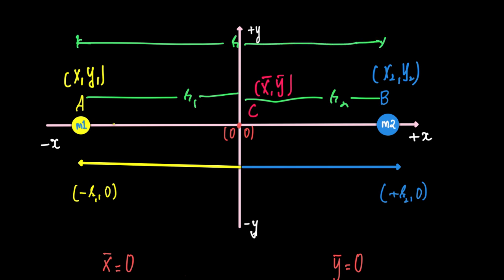Hope that makes sense. Let's see that one more time. Distance between A and B, or in other words, distance between masses M1 and M2, is r. Distance between M1 and the center of mass, A and C, is r1. Distance between center of mass C and M2, that is C and B, is r2. So x1 would be minus r1. Why? Because m1 is placed along the negative x-axis, and x2 is plus r2 because m2 is placed along the positive x-axis.